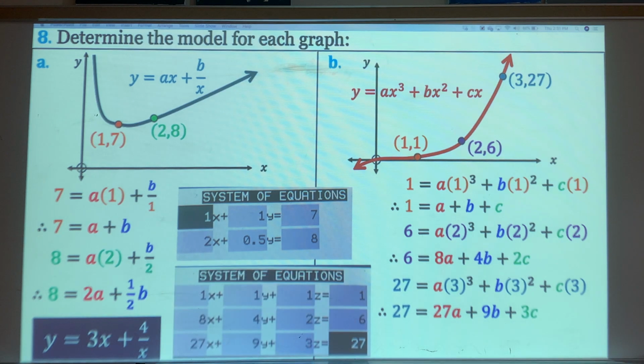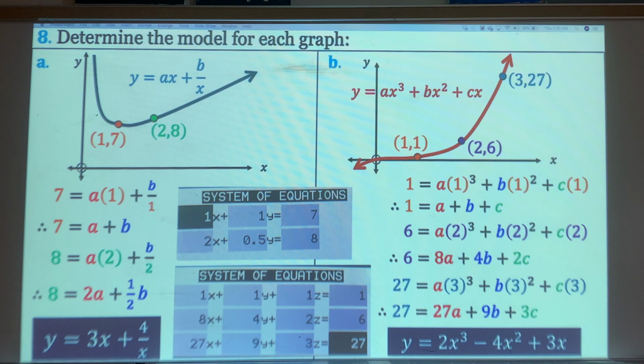Plug it into your equation. Once you plug it into your equation, you solve. And when solving, you get as an answer 2x squared minus 2x cubed minus 4x squared plus 3x.